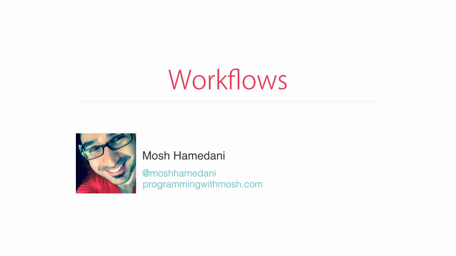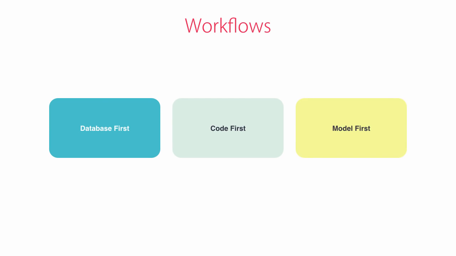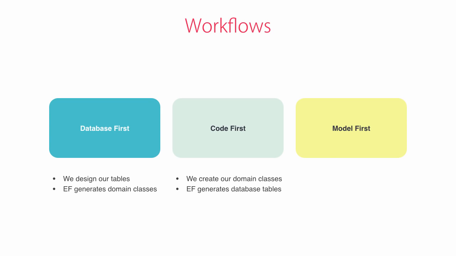So there are three workflows to build a domain model using Entity Framework: Database First, Code First, and Model First. With Database First, of course, we start with the database. So we design our tables using visual designers and then have Entity Framework generate the domain classes based on the database. This is the traditional approach that a lot of developers have been doing for years. With Code First, of course, we start with the code. So we simply create our domain classes and then have Entity Framework generate the database for us. This approach was introduced in more recent years and is still new to many developers.